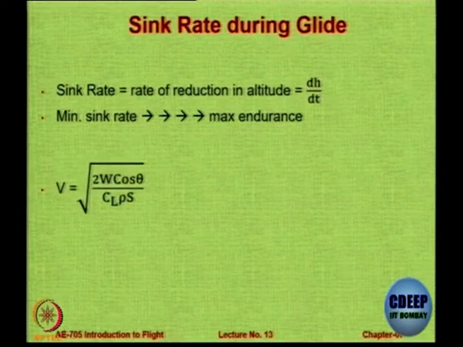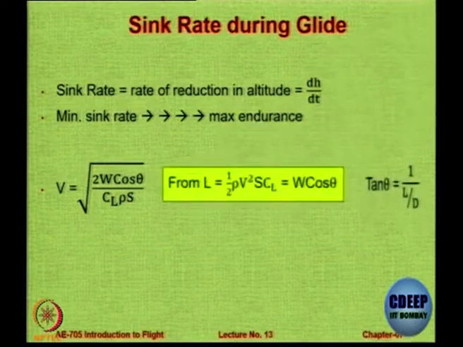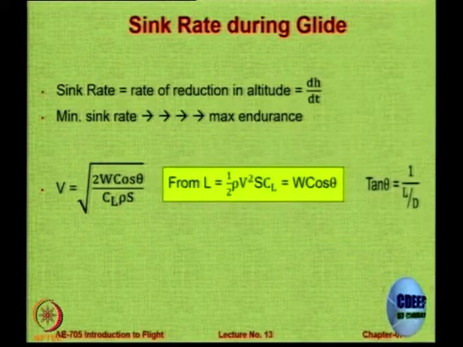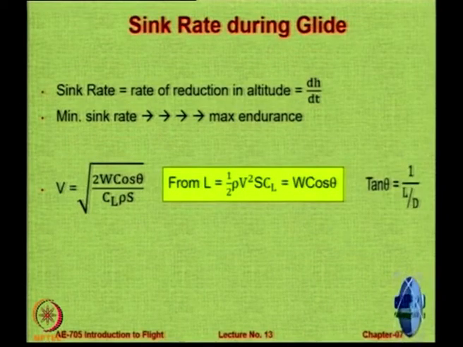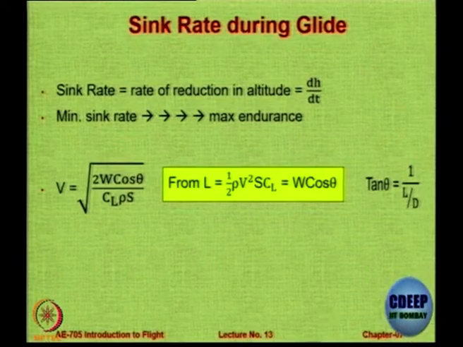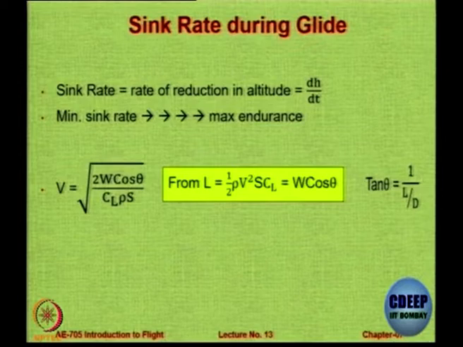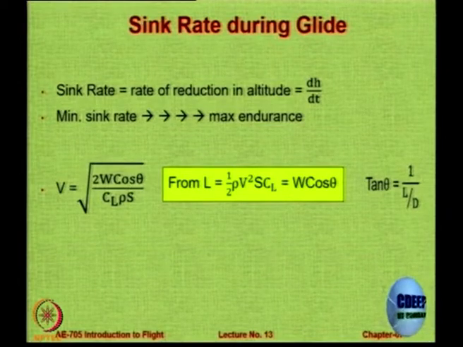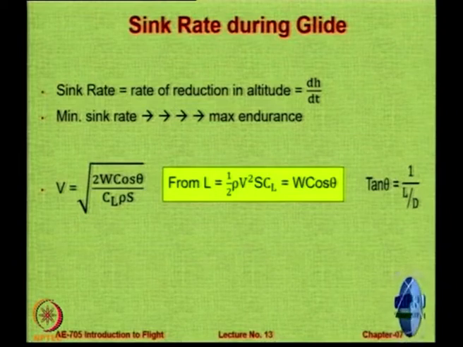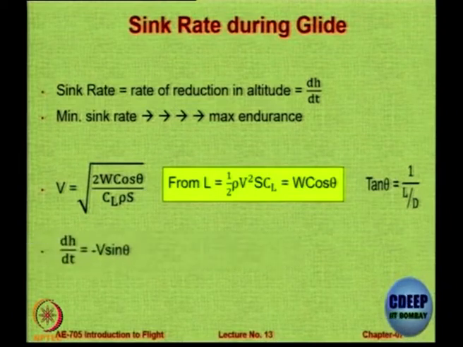So, from the previous figure, where we had L equal to half rho v square S C_L, and W cos theta, not equal to W, but W cos theta, it is equal to W when you have theta equal to 0, or when you are in level flight. And we also know that tan theta is equal to 1 by L by D. So that means sin theta upon cos theta is equal to 1 by L by D. So, cos theta, you can replace it.